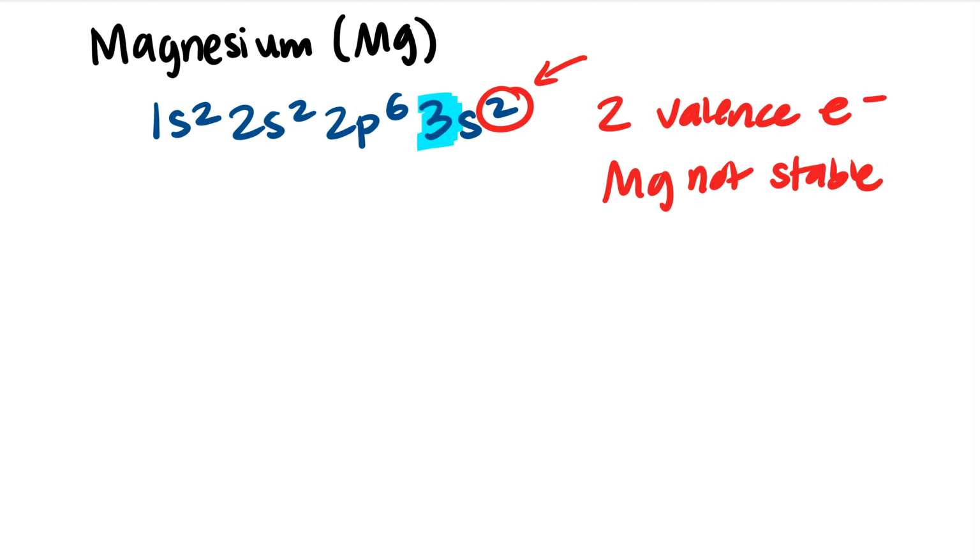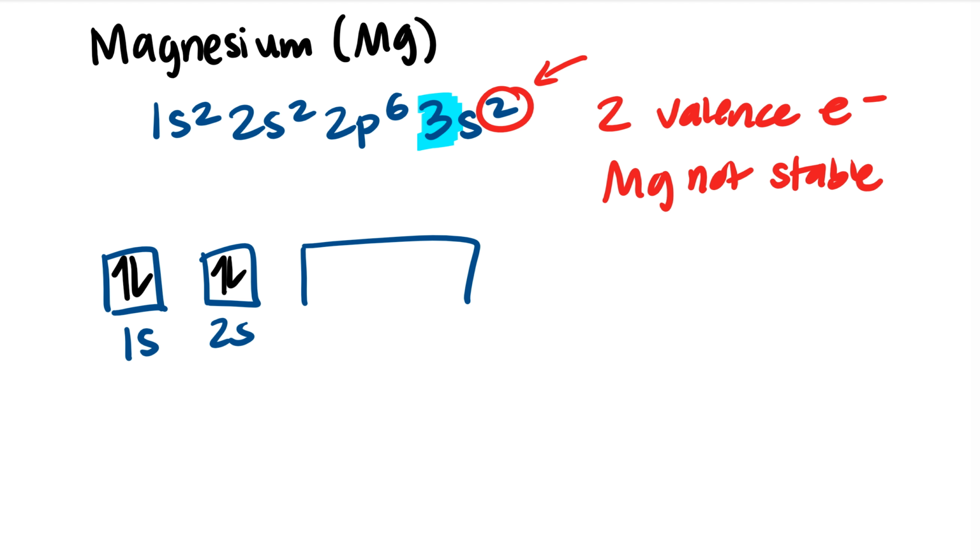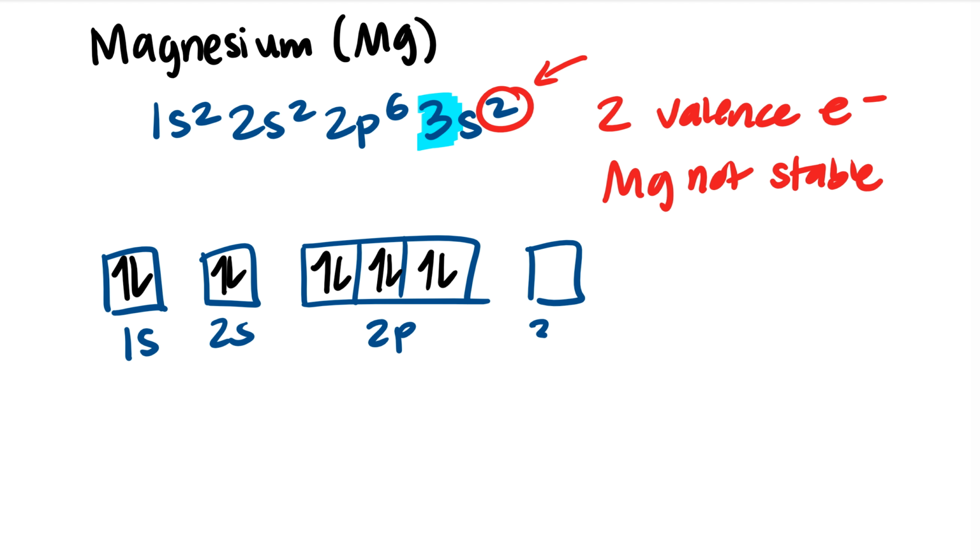Let's take a look at the orbital notation. Magnesium's orbital notation would look like this. 1s with 2 electrons. You got 2s with 2 electrons as well. You got 2p with 6 electrons total. And look at the way I will fill this in. Up, up, up, down, down, down. And then finally, you got 3s that also has 2 electrons.